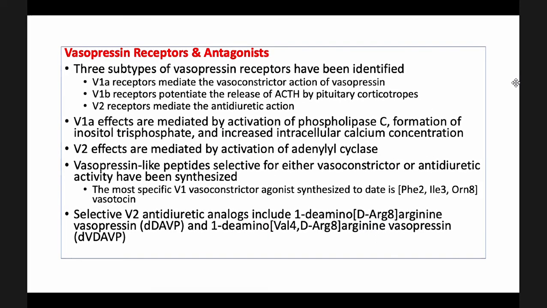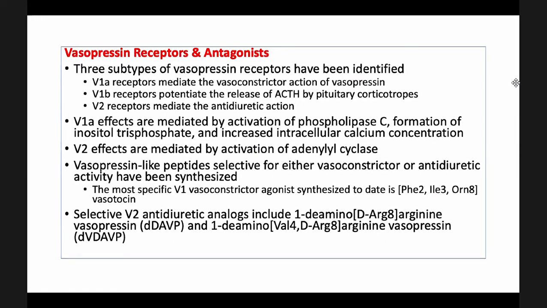Sorry ha. Where are we? So your V2 effects are mediated by activation of your adenyl cyclase. So vasopressin-like peptides, selective for either vasoconstrictor or antidiuretic activity, have been synthesized.